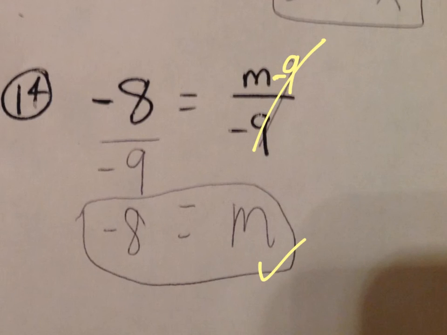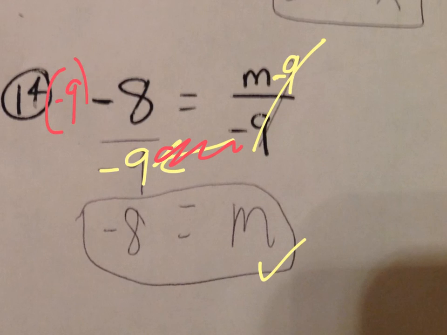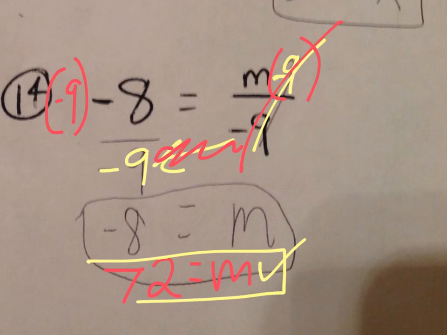Then you divided this side by negative 9. And you're right, this is over here, but we did not want to do that. What we wanted to do instead was multiply this. So we multiplied this side by negative 9, which resulted in it canceling out. Then we did the left side by negative 9, giving us positive 72. So m should have equaled 72.